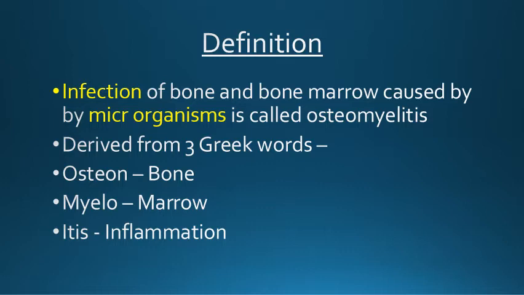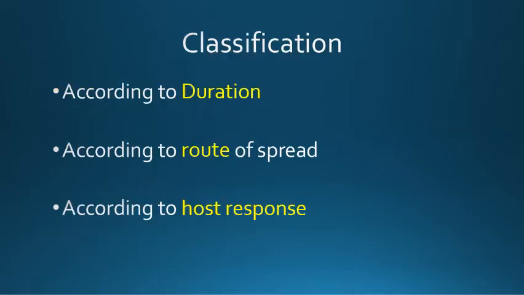So if we see, osteomyelitis is made up of three separate words: osteo, myelo and itis. Osteo is bone, myelo is bone marrow, and itis is inflammation. So we define osteomyelitis as infection of bone and bone marrow caused by microorganisms. It is a Greek word. So to classify osteomyelitis, we can classify it according to various methods.